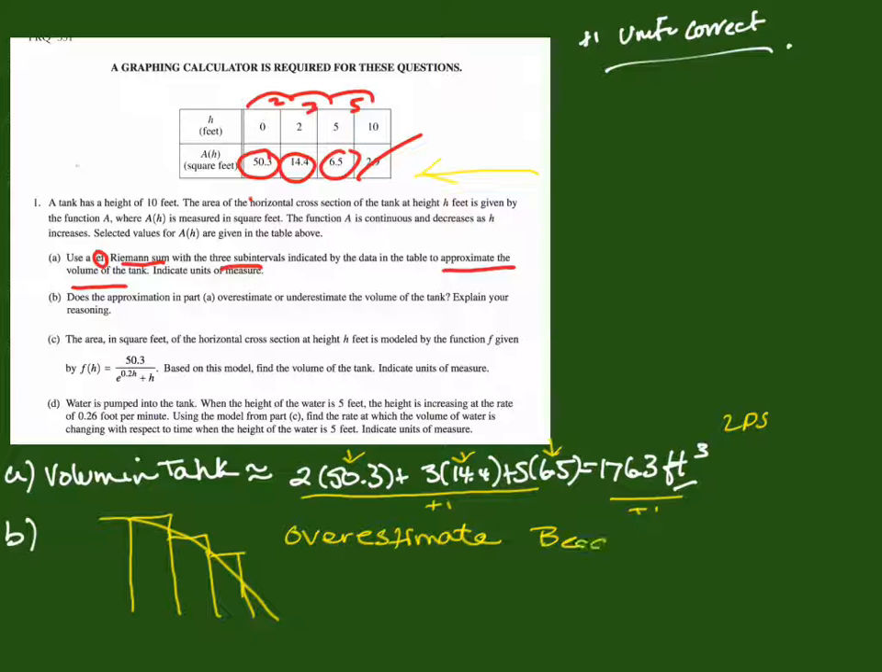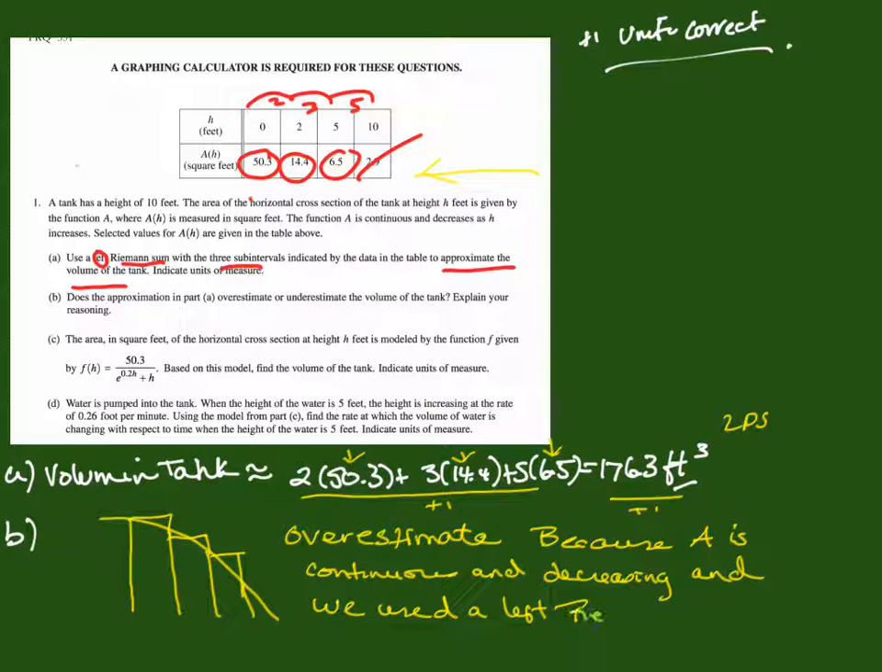Because A is continuous and decreasing, and we used a left Riemann sum. So that's worth 1 point altogether for the overestimate with reason. Sorry, I switched colors. It's 1 point. +1 overestimate with reason.